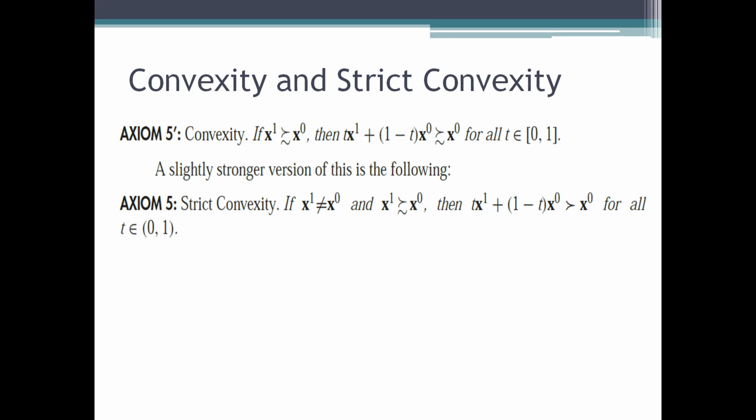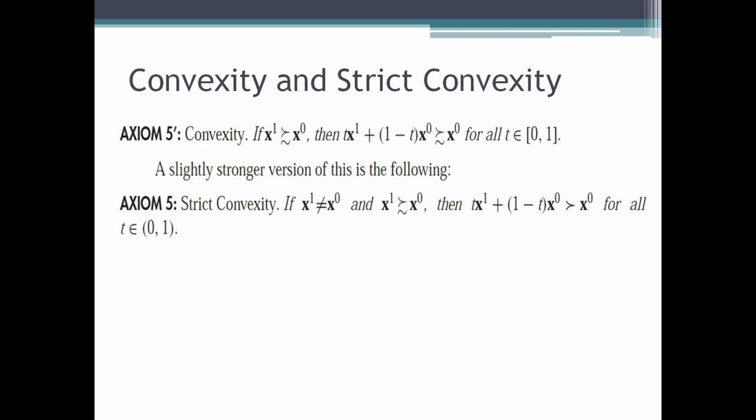Our last axiom is the convexity and strict convexity axiom. The convexity axiom states that if x1 is at least as preferred as x naught, then t x1 plus (1 minus t) x naught is at least as preferred as x naught for all t that belongs to the closed interval from 0 to 1. I'm just reading the axiom. I will explain later.